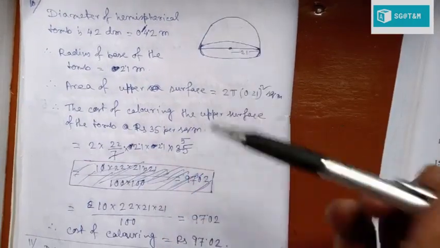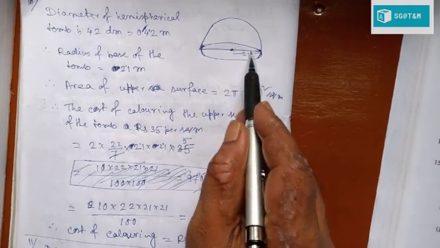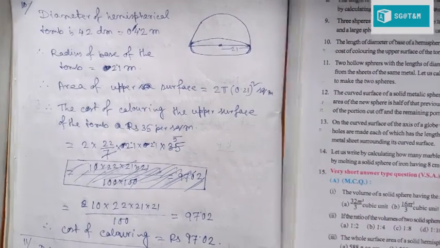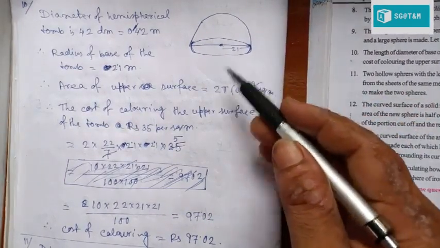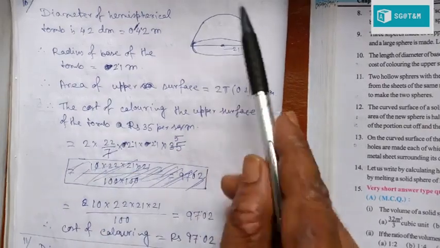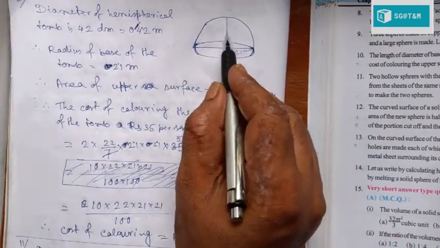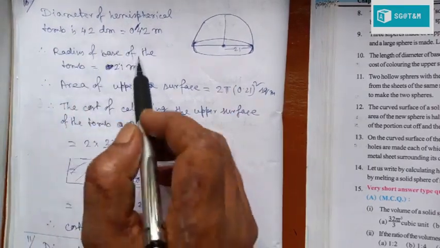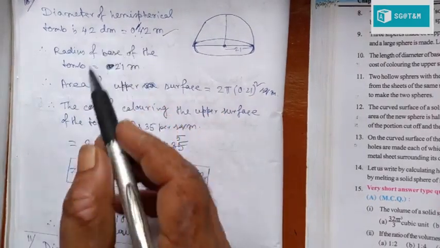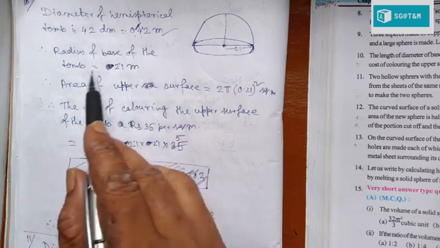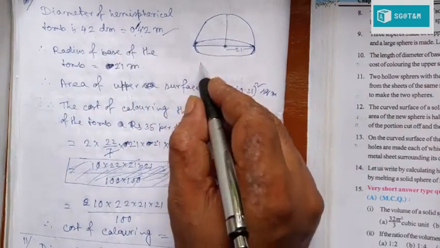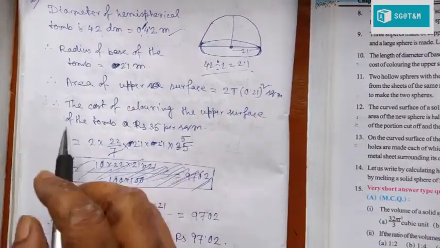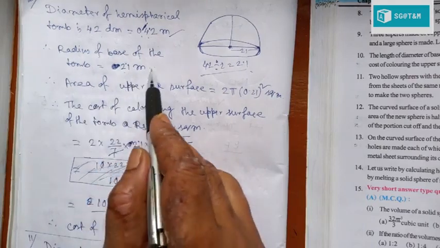This is the hemispherical dome. The diameter is given as 42 decimeter, so the radius is 21 decimeter. So write down first, this is the hemispherical dome. The radius, this upper portion is also radius. So the diameter of the hemispherical dome is 42 decimeter, that means 4.2 meter. The radius of the base is 4.2 divided by 2, that is 2.1. Okay, so this is the radius.